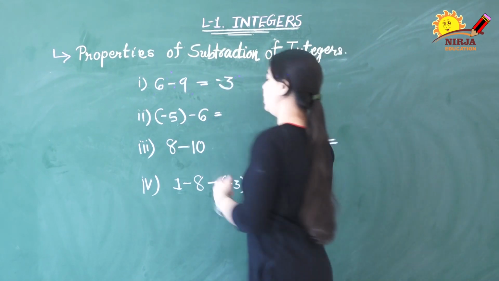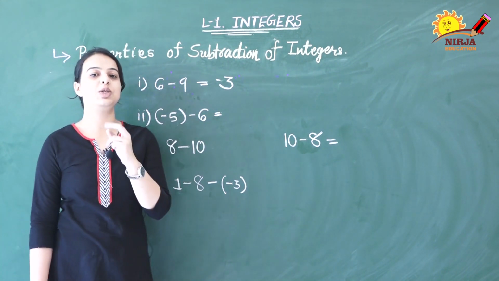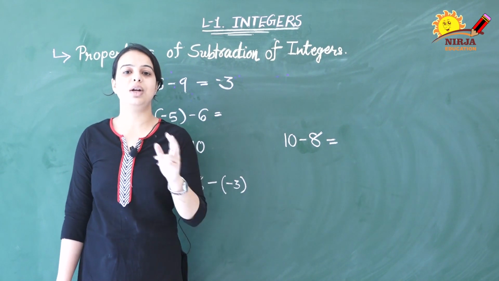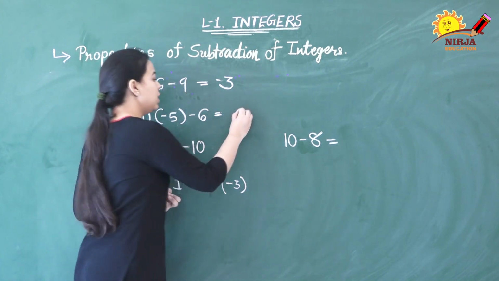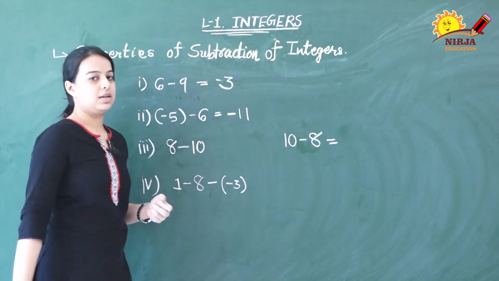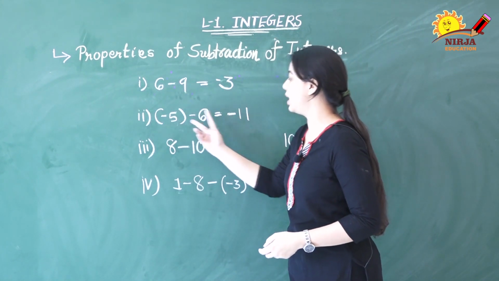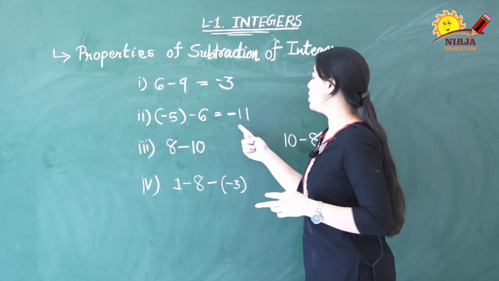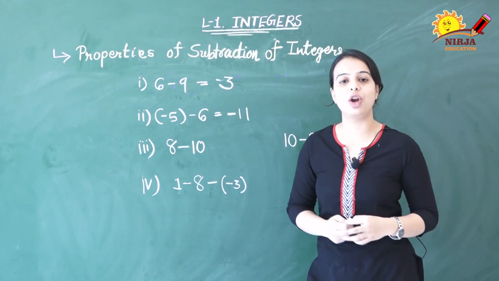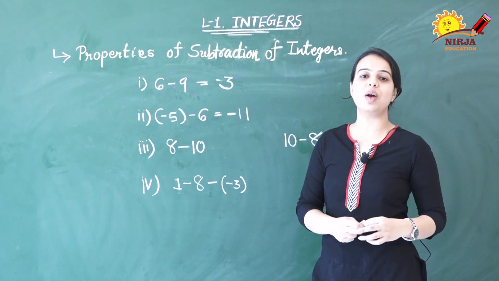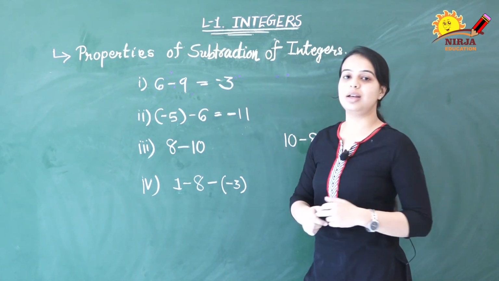Let's see the next example. It is minus 5 minus 6. So whenever two negative numbers are given, we need to add those numbers and we need to put the negative sign. Minus 5 minus 6, that means 5 plus 6 is equal to 11 and we need to put the minus sign. So as you can see from these two examples, whenever we subtract any two integers, the result we get is always an integer. And this is the property of closure, and it is stated that whenever you subtract two integers, the result will be an integer only.